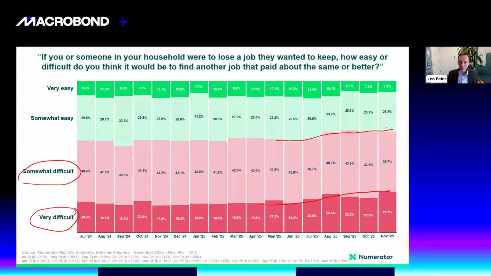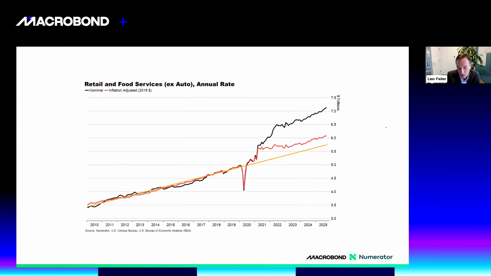Now, normally, as people get more nervous about the labor market, that should lead to a pullback in consumer spending, right? People get a little bit more nervous, they hold back a little bit on consumer spending. We're seeing that somewhat, but not entirely when we look at Numerator data for what's going on in retail sales.